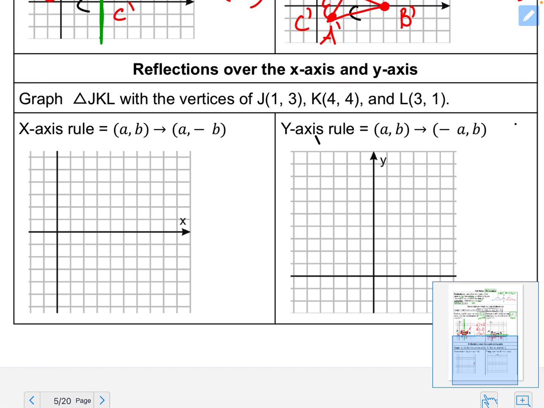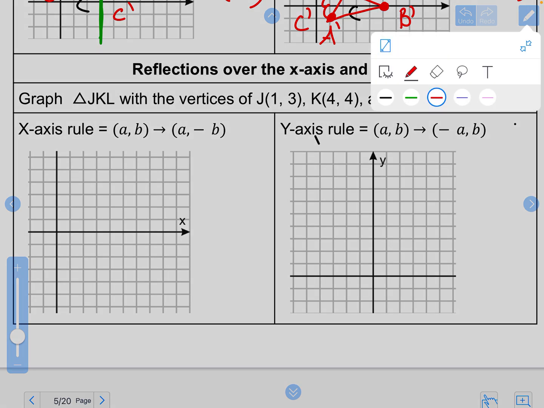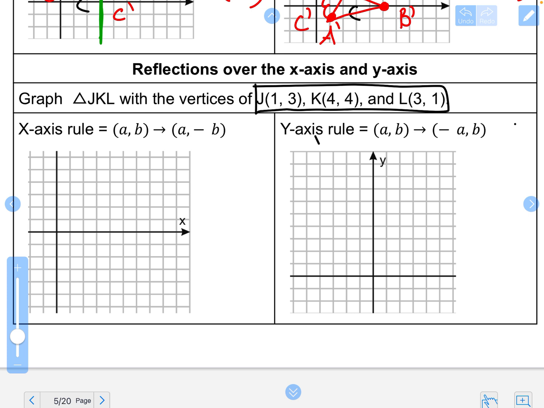All right, so now we've got some official rules that we know are always true. Again, we're going to use triangle JKL for both examples. J is 1, 3. K is 4, 4. And L is 3, 1. So J, K, L.